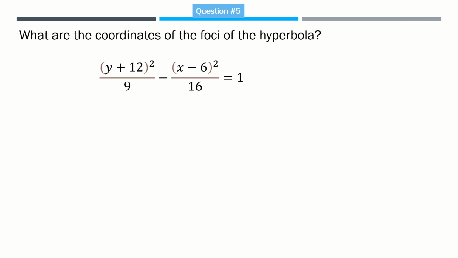Question number 5. What are the coordinates of the foci of the hyperbola? So let's start by identifying the center. The center of this hyperbola is, we start with the x minus h, so h is 6, and then y minus k. K is going to be a negative 12, because when we subtract a negative, we get a positive. So the center is 6, negative 12.